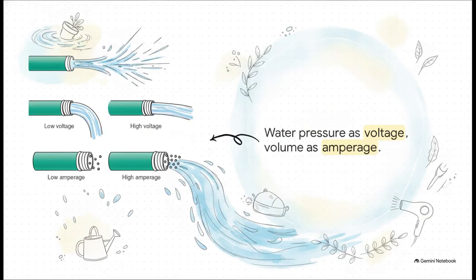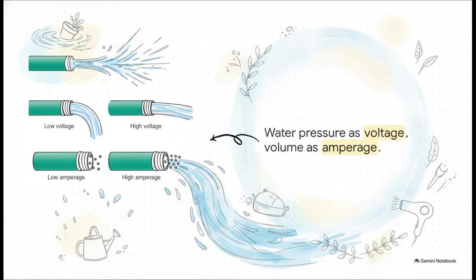To visualize this, and I absolutely love this analogy, picture a simple garden hose. When you hear the word volt, I want you to think of the water pressure. It's the force actually pushing the current forward. If the water is barely trickling out, well, that's low voltage. If it's blasting out, that's high voltage.